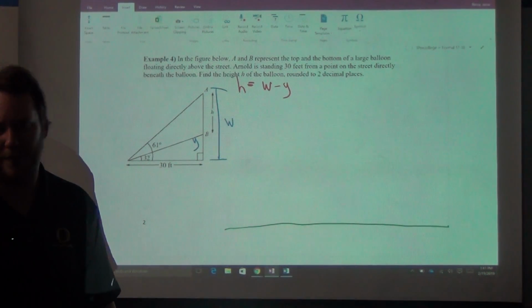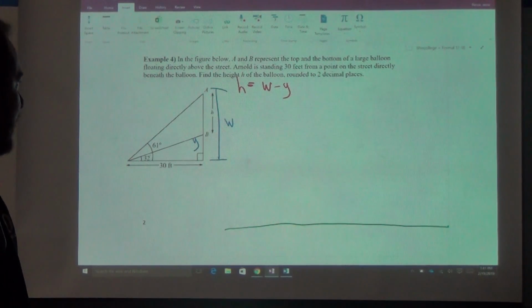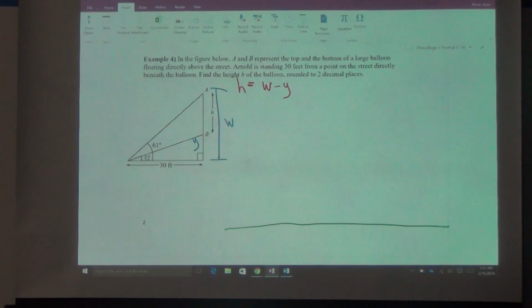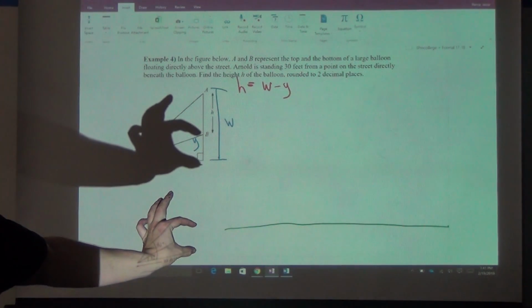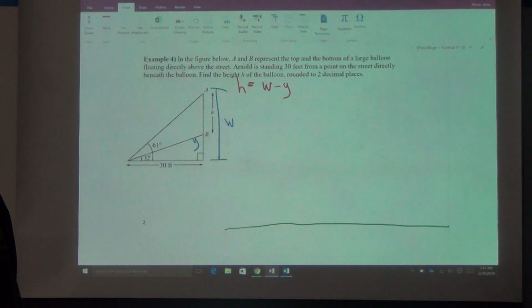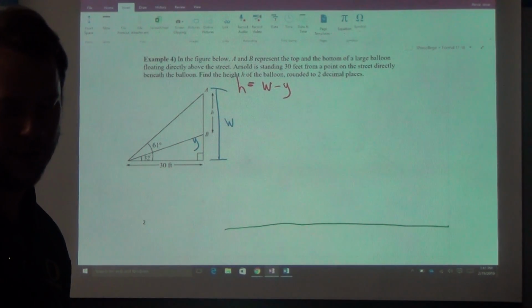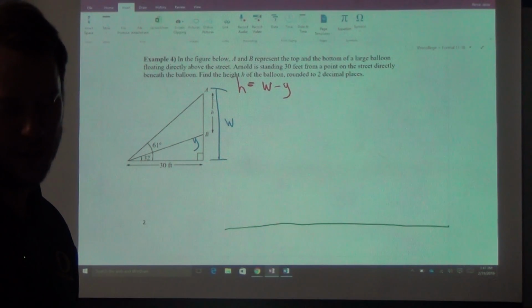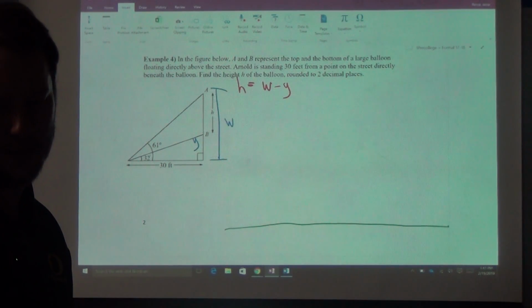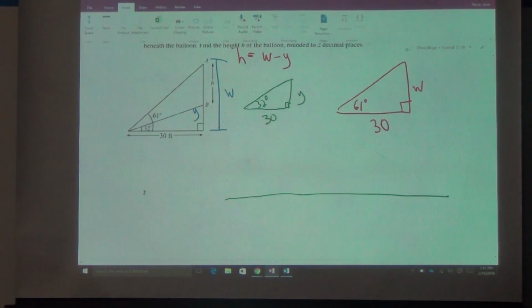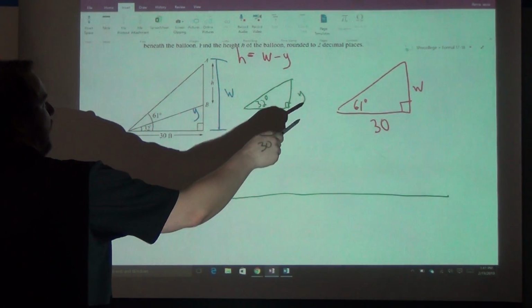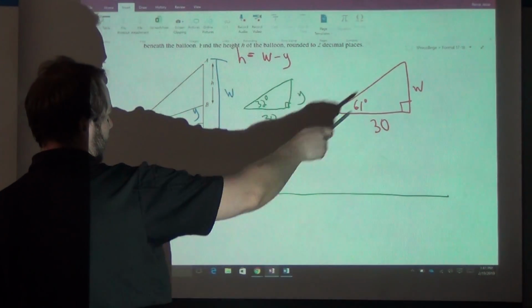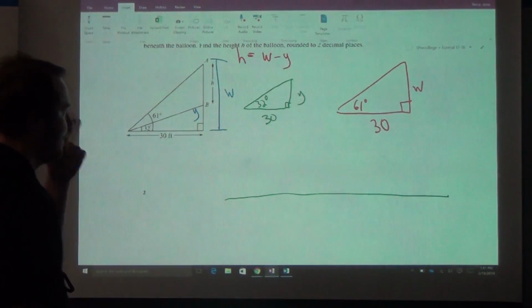Okay? So, your task, feel free to pause if you'd like, is to draw 2 triangles and label them correctly with either H, Y, or W. And again, the Y is this part right here. Feel free to pause the video. 3, 2, 1, and unpause. Hopefully you got a triangle that was 32 degrees by 30 on the side by Y on elevation. And you got another triangle that was 61, 30, and W.